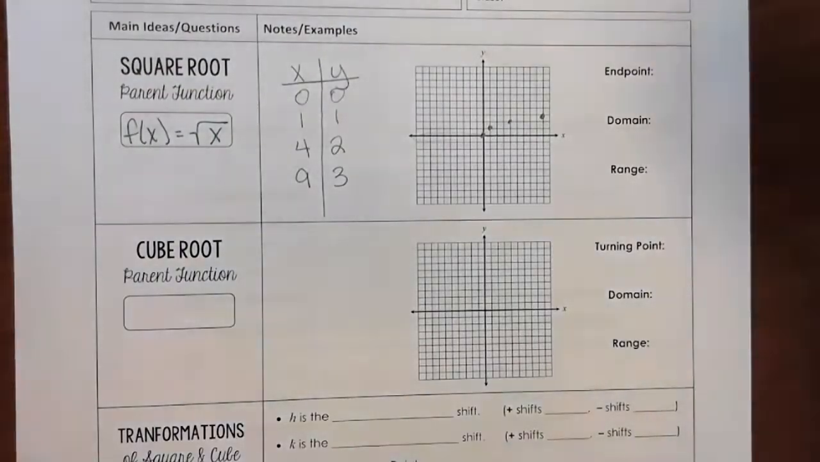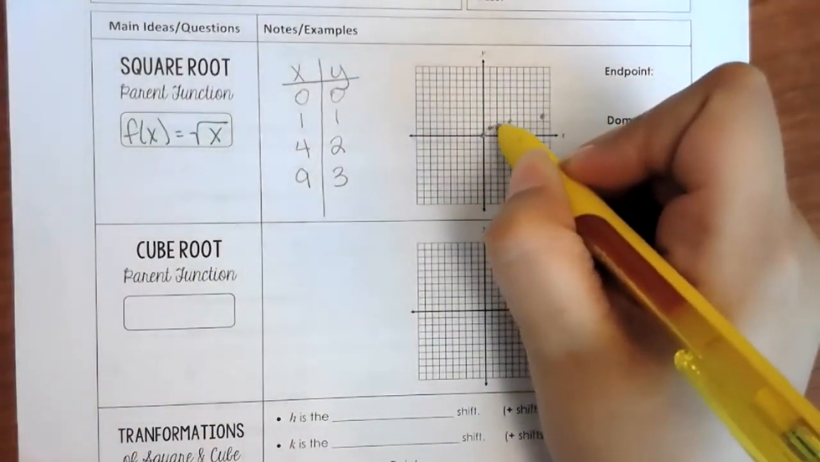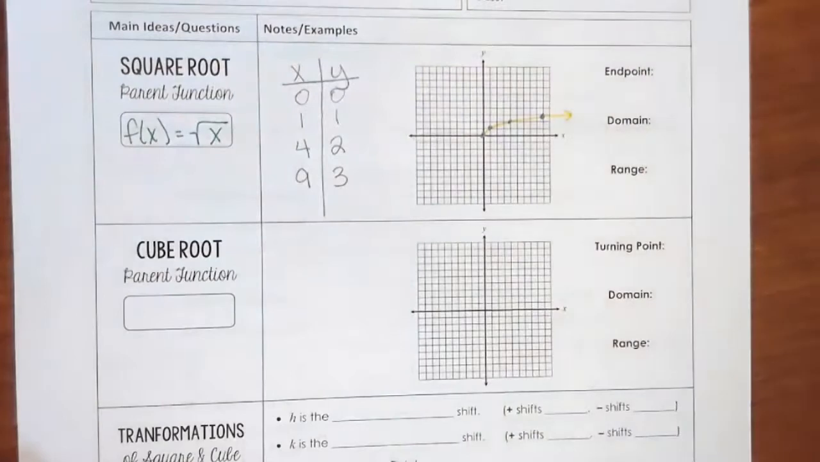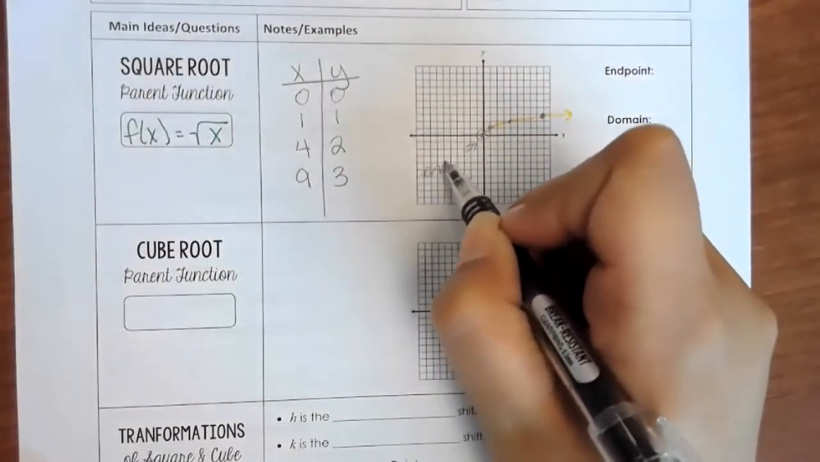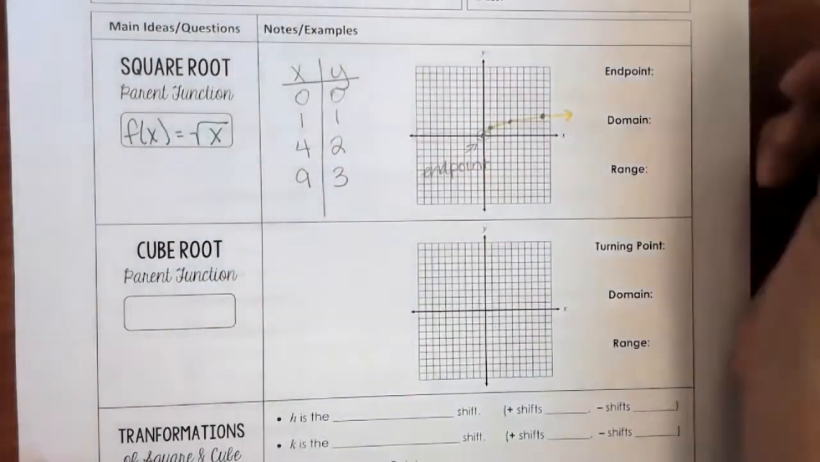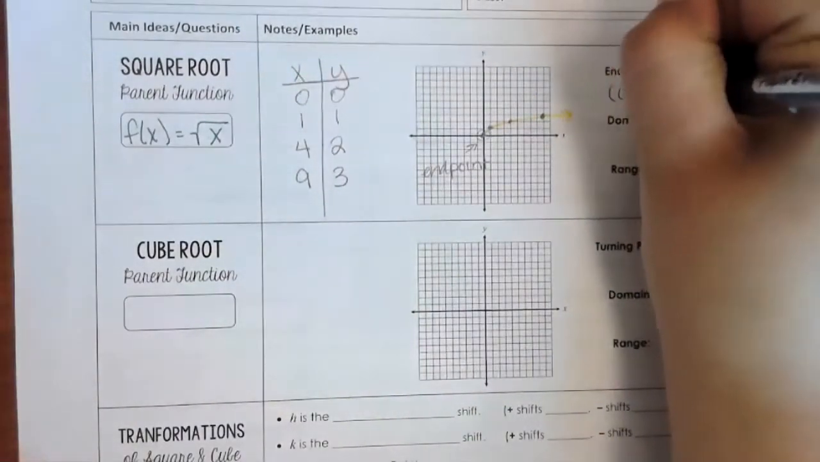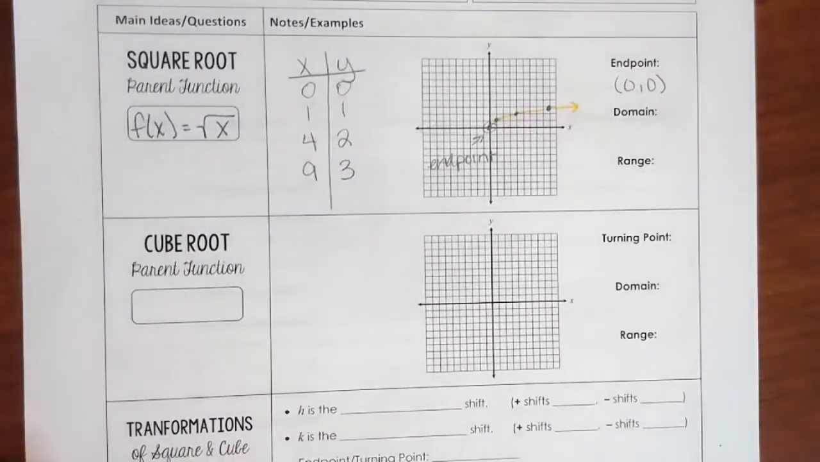A square root function actually only has a start and an end. It doesn't go on forever. And that would be it. So the endpoint is right here. It's just where your square root function begins. The endpoint in this case is the origin, or (0, 0).